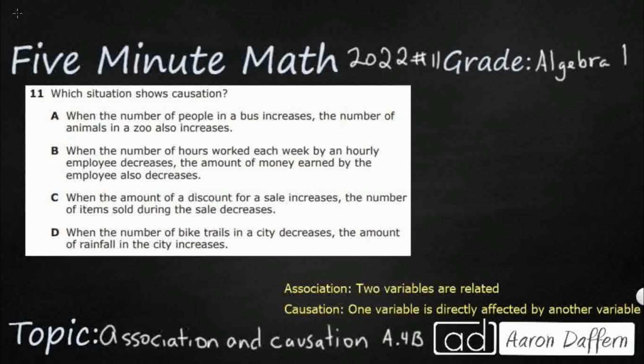Today we are looking at the Algebra 1 concept of association and causation. This is standard A.4B in the great state of Texas, and we are using item number 11 of the 2022 released STAAR test. If you haven't done so already, please go ahead and take a moment to pause the video, work this problem out on your own, unpause it, and we will look at our answers together.